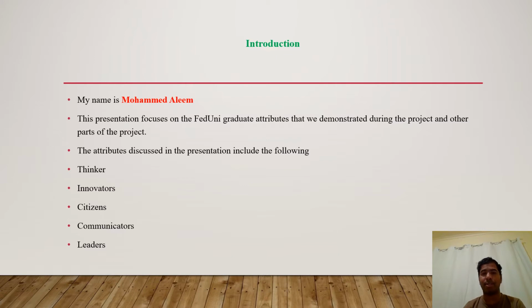And the next slide is about the introduction. As I said, my name is Mohammed Aleem. This presentation completely focuses on the Fed Uni graduate attributes, which are demonstrated during the project and other parts of the project. The attributes discussed in the presentation include the following: thinkers, innovators, citizens, communicators, and leaders.